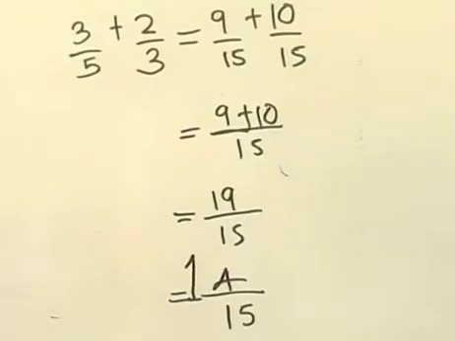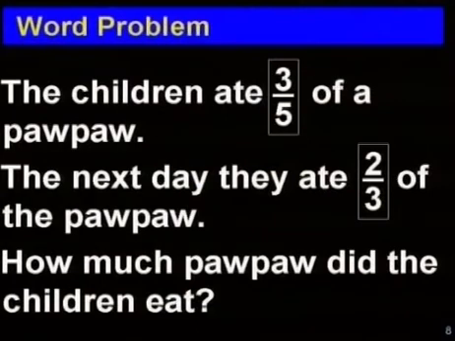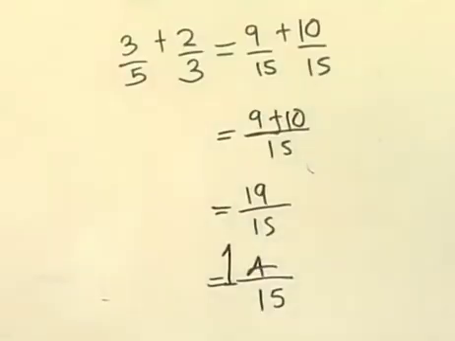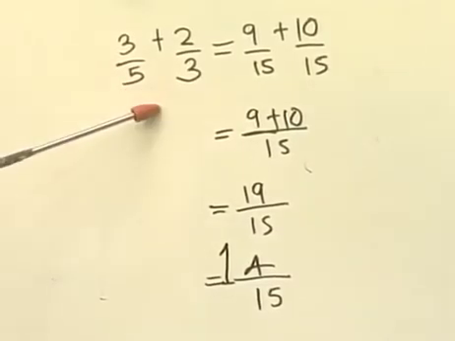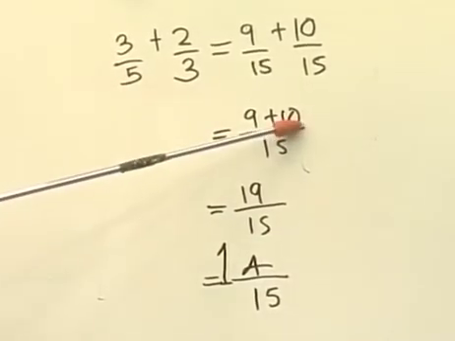All right, 8Es and receiving students, did you get that? Or do you have another explanation? All right. The problem reads, the children ate 3/5 of a pawpaw. The next day, they ate 2/3 of the pawpaw again. How much pawpaw did the children eat altogether? So here, are we adding or subtracting? All right, we are adding 3/5 plus 2/3 to find how much pawpaw they ate. So why did we get 15?